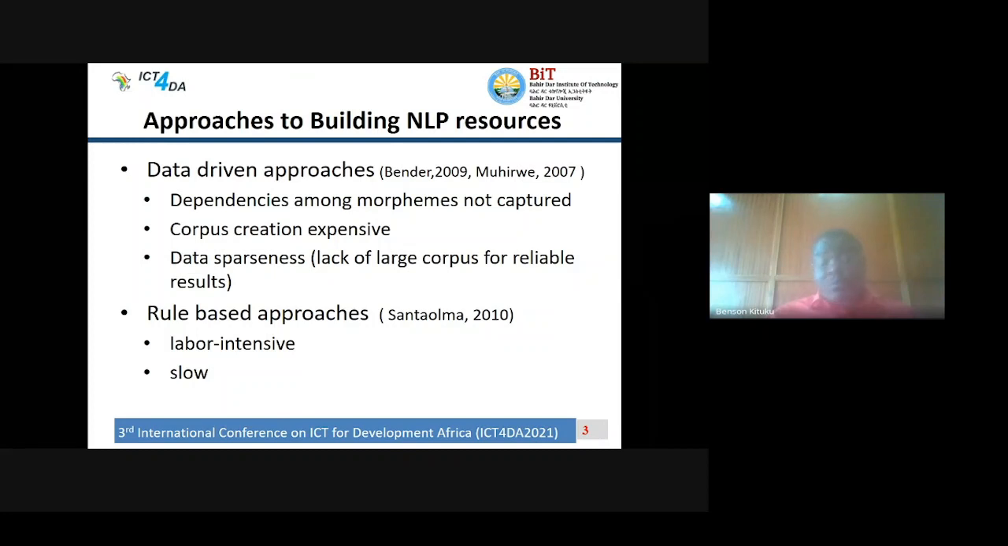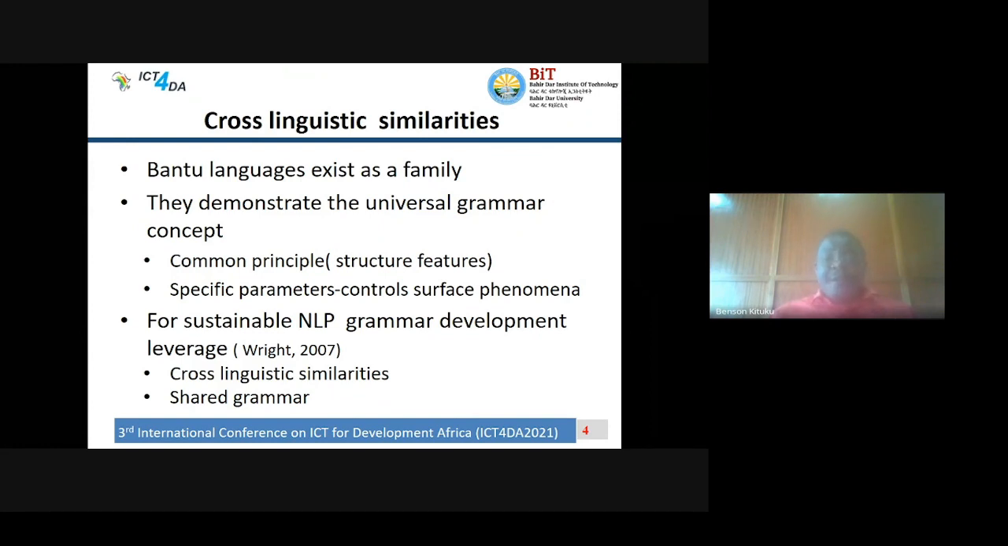However, used that way it will be labor intensive in terms of human experts and knowledge, and the making of the tool will be slow. Therefore, a solution to this is to utilize the cross-linguistic similarities which exist because Bantu exists as a family, and they follow the universal grammar concept, where there are common principles, structures, features, and specific parameters which control the surface phenomena. And of course, in line with sustainable natural language processing grammar development, we need to leverage on the cross-linguistic similarities in order to create a shared grammar, and then leverage on the shared grammar in order to bootstrap other grammars.